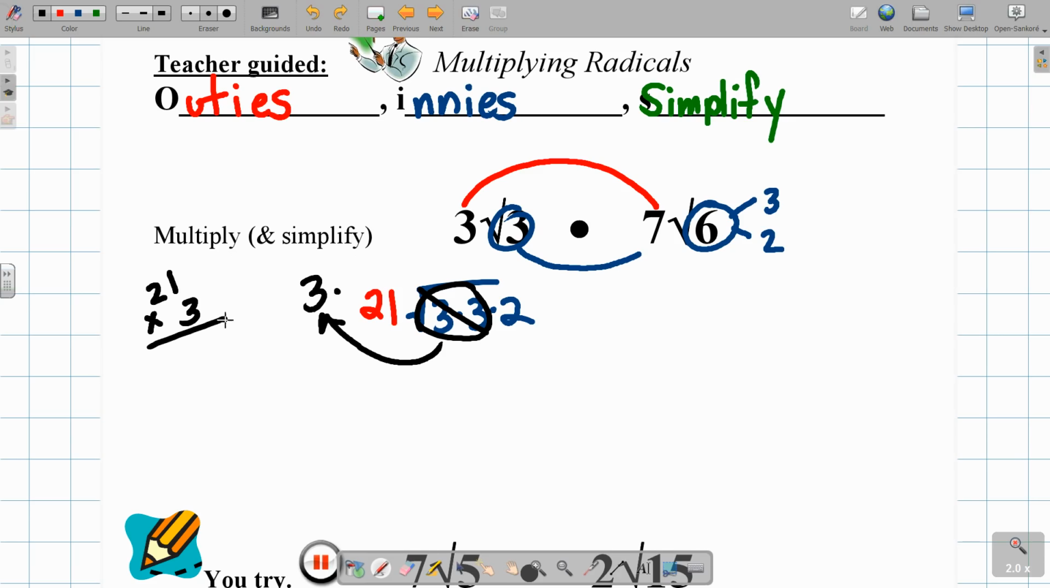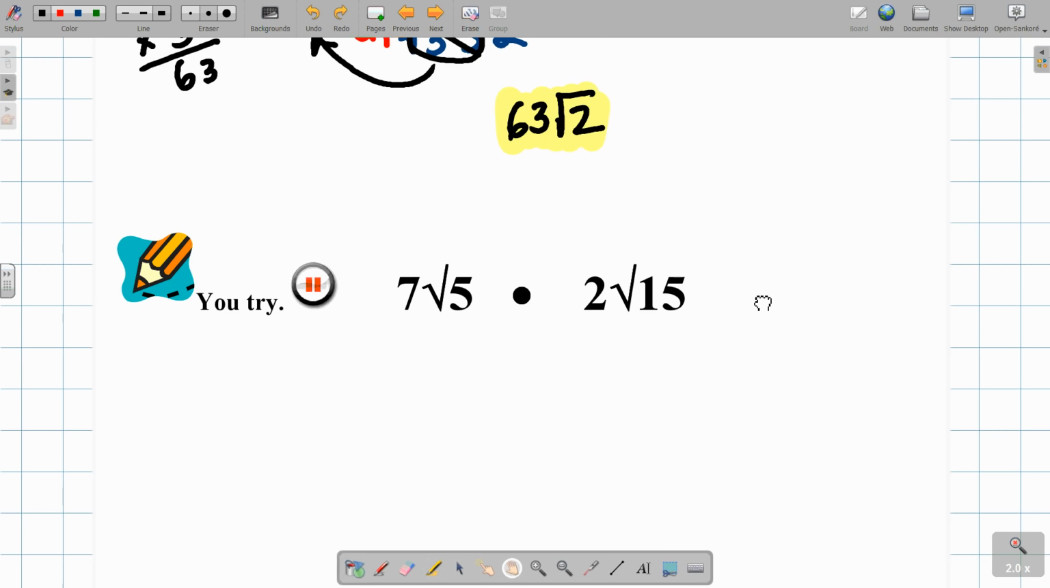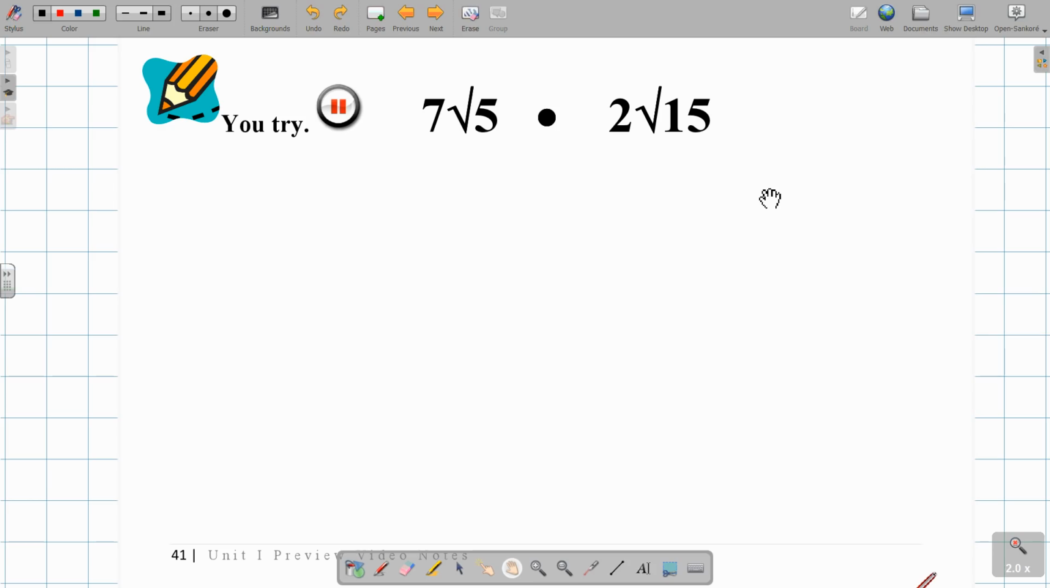No, you may not use a calculator for 3 times 21, folks. Final answer, 63 root 2. Outies, innies, simplify. Do this one on your own. Pause the video.